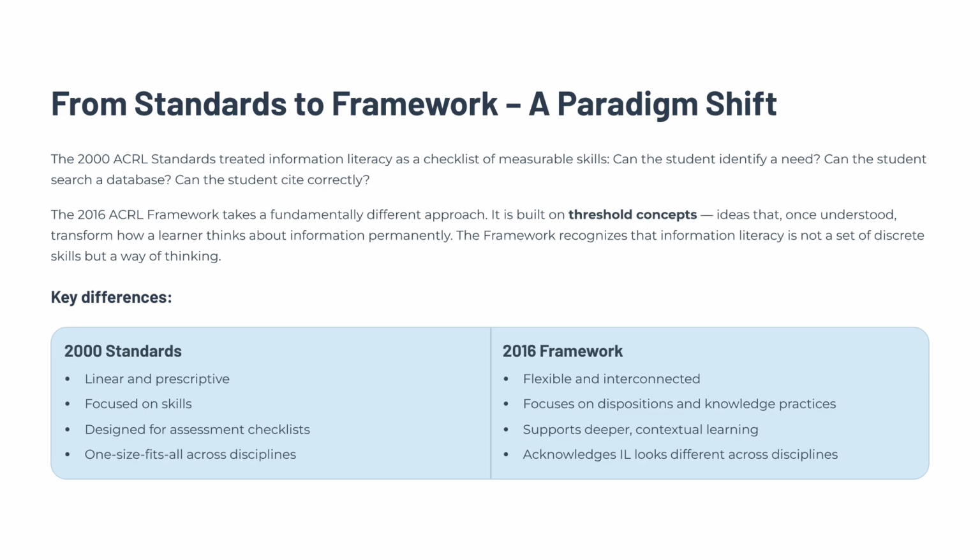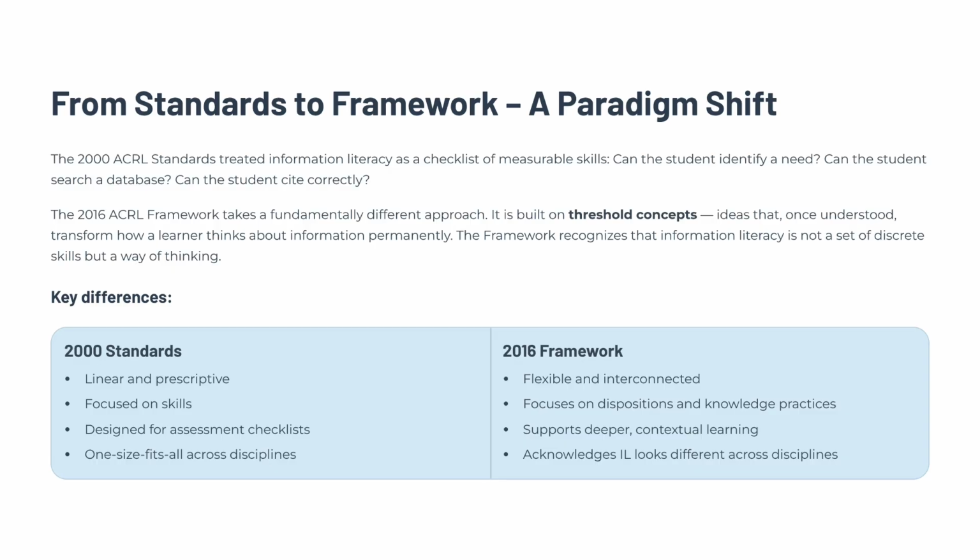So what actually changed between 2000 and 2016? This is important because it reflects a deeper shift in how we think about learning itself. The 2000 standards were very practical, very measurable. They asked questions like, can the student identify an information need? Can the student search a database effectively? Can the student cite sources correctly? And those are all useful things to assess. But the problem was, the standards treated information literacy like a checklist. You check these boxes and you're information literate.